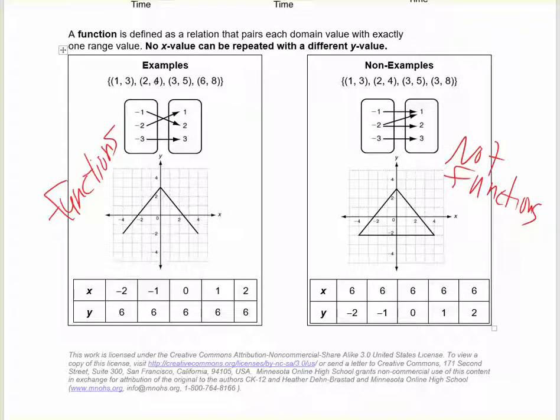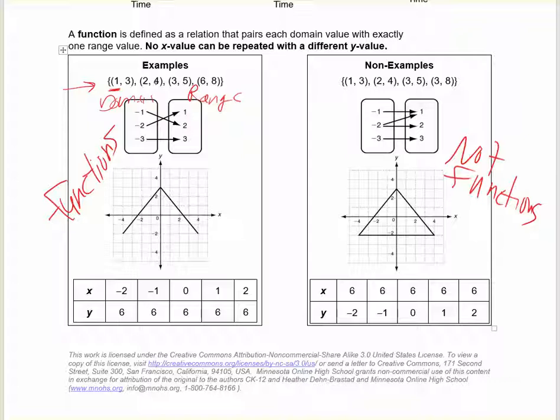All right, so for example, we have a set of coordinate points: (1, 3), (2, 4), (3, 5), (6, 8). Each x value is matched to one and only one y value. None of these x values repeat with a different y value. We can also look at it in a kind of mapping form. You can see that these are the elements of the domain on this side, and these are the elements of the range on this side. So our elements in our domain are paired with one and only one range value. That's very important.